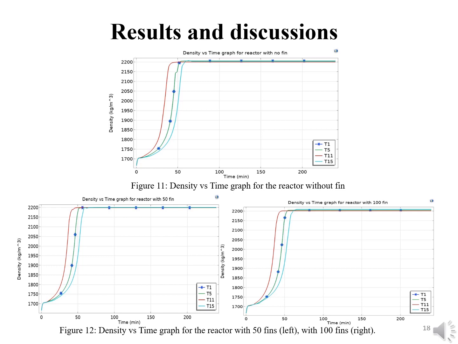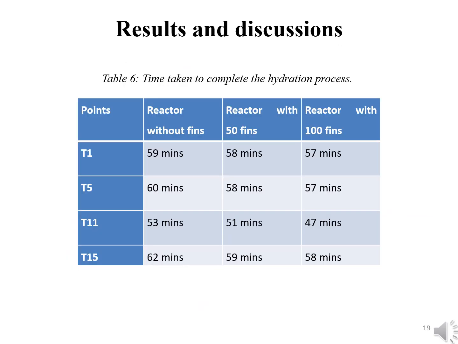The density versus time relationship for the reactor with 50 fins and 100 fins is shown in the figures at the bottom. After adding the copper fins, the reactor's surface area and heat dissipation increase. This reduces the time required to complete the exothermic process. Heat dissipation is maximum at the center of the reactor, which is why the exothermic reaction process is completed early at point T11. The next slide will discuss the time taken at all four locations in all three reactors.